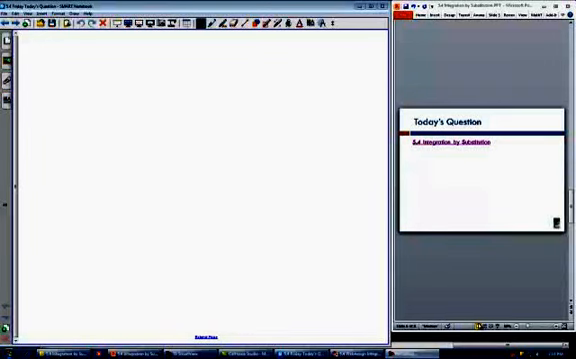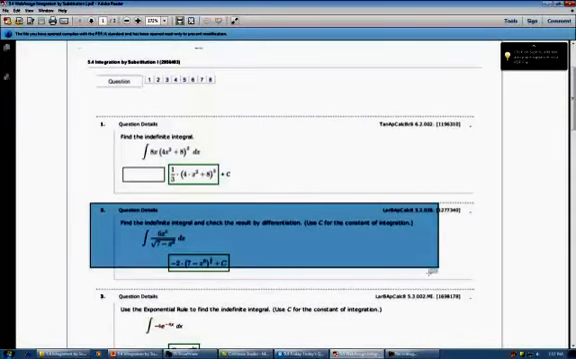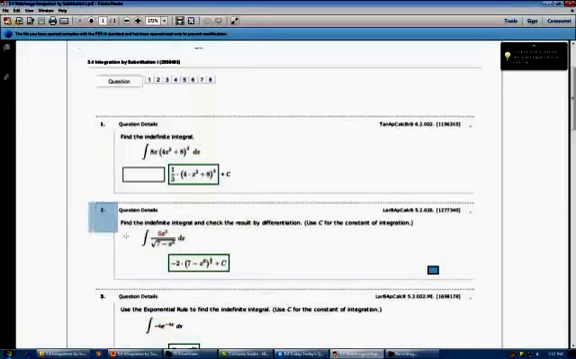Alright, so I want to talk a little bit about the homework from 5.4 and do a couple problems here. So here's 5.4, and let's first look at number 2 here. And so on number 2, what do we got?